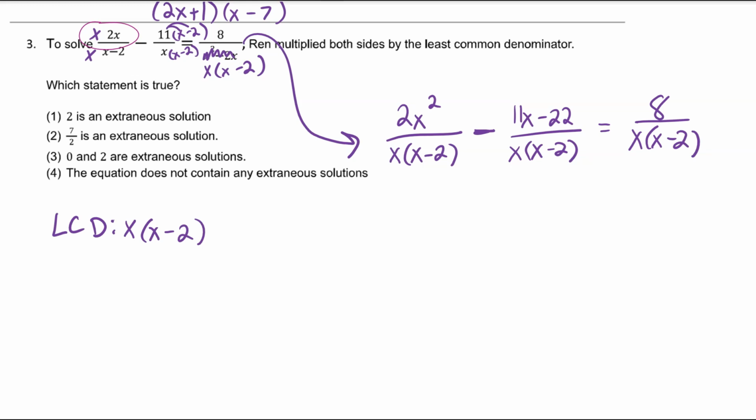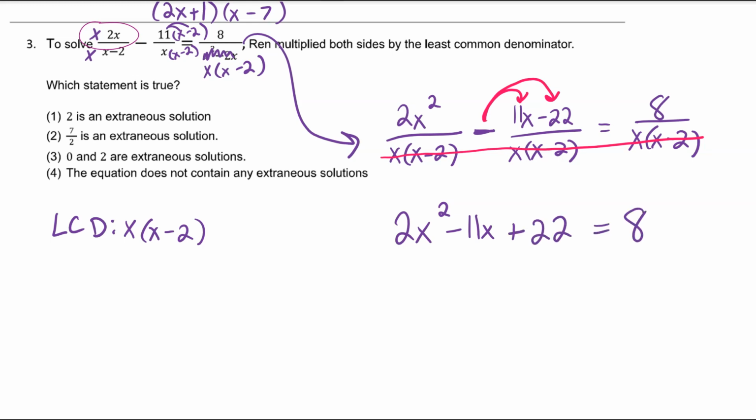So I can look at an equivalent equation by just looking at the numerators. There's one thing you need to watch out for here, and it's anytime you're subtracting. I am subtracting an 11x, but I'm also subtracting a negative 22. So you could think about that negative as being distributed to both the 11 and the minus 22. So that when I make an equivalent equation with my numerators, I've got a 2x squared minus 11x plus 22, right? A negative times a negative is positive.